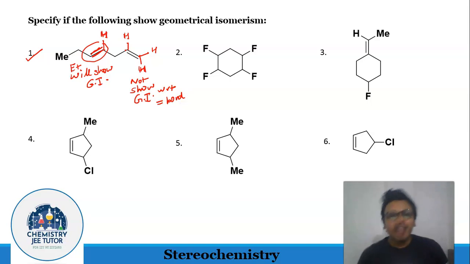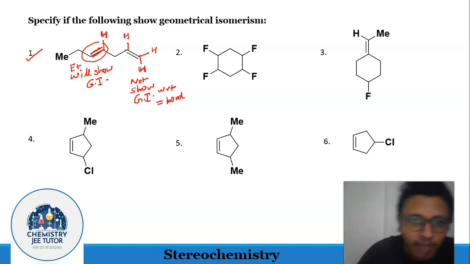You see how the difference lies? In all the possible sides, you have to check whether it will show geometrical isomerism or not. In this molecule, it will show geometrical isomerism with respect to one double bond, but with respect to the other double bond, it will not. I hope you have got that right. Let's get to the next molecule.